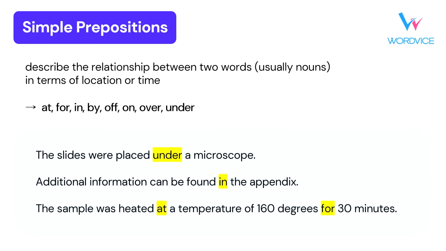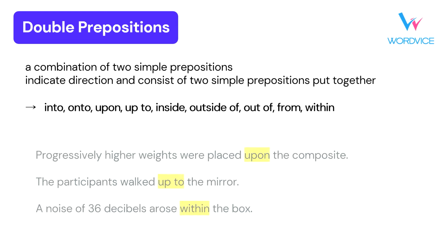Some common simple prepositions are at, for, in, by, off, on, over, and under. Double prepositions are a combination of two simple prepositions. They often indicate direction and consist of two simple prepositions put together. Common double prepositions include into, onto, upon, up to, inside, outside of, out of, from, and within.